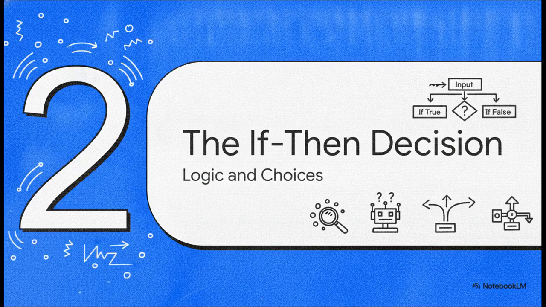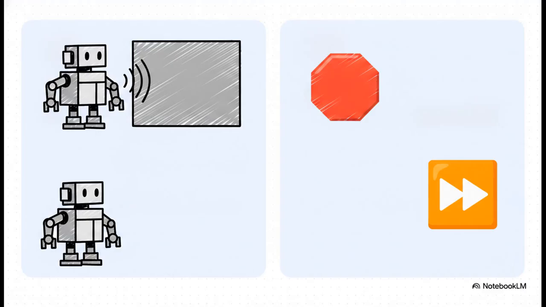Section 2. The if-then decision, logic and choices. But hey, gathering data is only half the battle. Now the robot has data coming in, but it still needs to actually make a decision. And this brilliantly illustrates the core of computer decision-making. We've got two contrasting statements. On one hand, we have if obstacle detected, then stop. On the other, if no obstacle, then move forward.